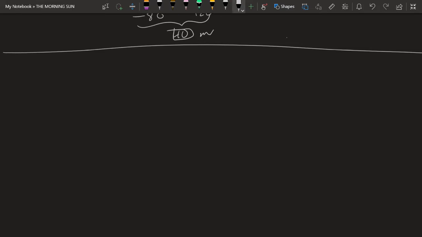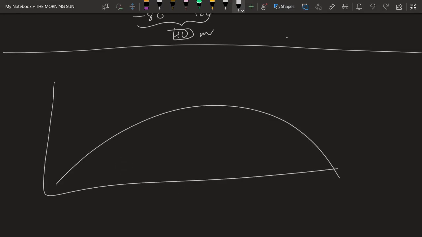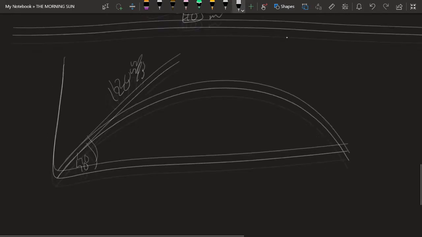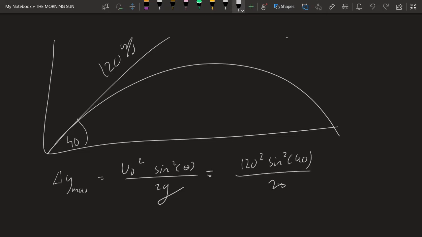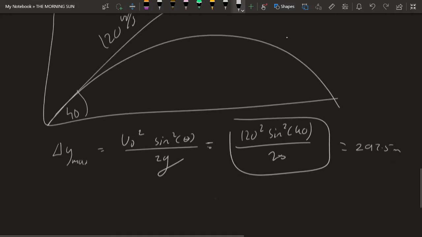A shell is shot with a velocity of 120 at an angle of 40 with the horizontal. So angle of 40, and it's shot at 120 meters per second, right? They're telling you find the maximum height. Maximum height, which is delta y max, is equal to v0 squared sine squared theta over 2g. In other words, 120 squared sine squared 40 over 20. Using a calculator, that should give you 297.5 meters. That's part 1.